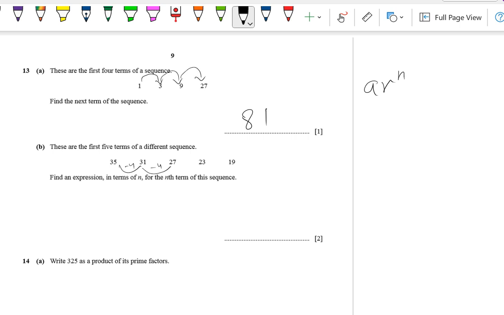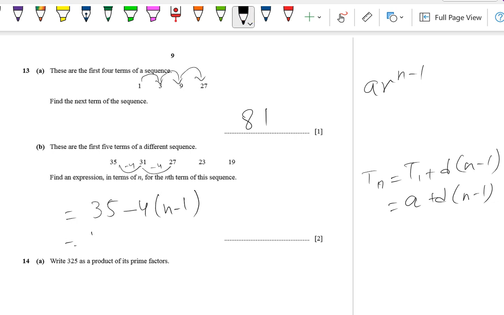For a geometric sequence, this should be your nth term. For an arithmetic sequence, the nth term is this one, or it can be stated in some cases. In some formulas, the first term is written as A, so the main thing is it should be your first term. My first term over here is 35. The sequence is of subtraction. Now let's simplify.